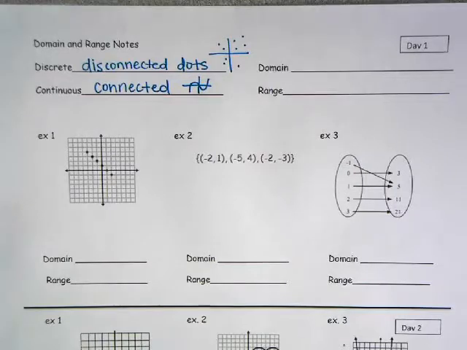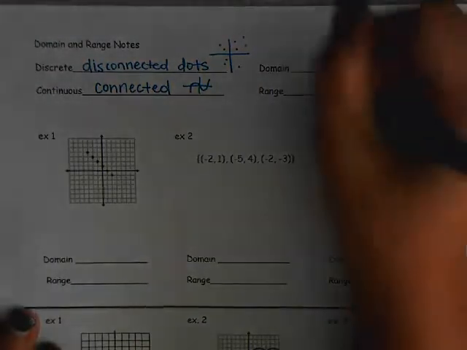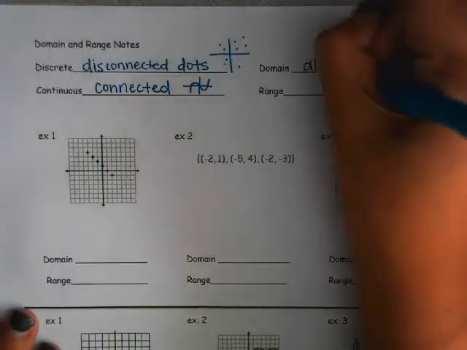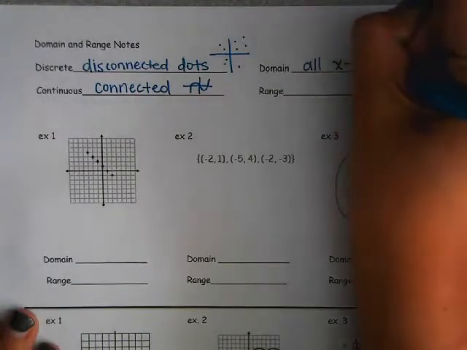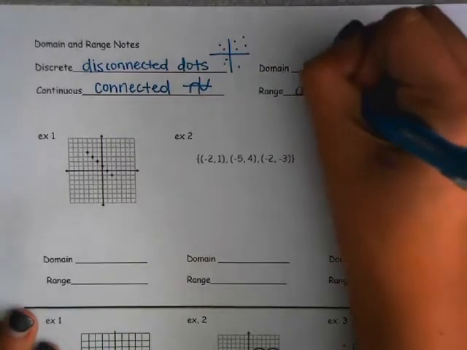All right, so you may be asking, what is domain, what is range? Domain is just all your x values. Okay, and range is all your y values.